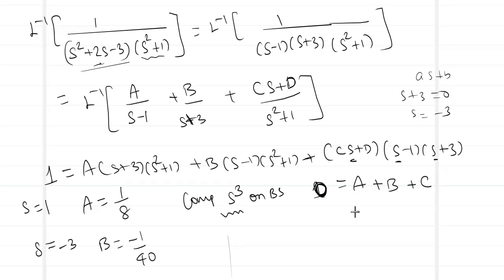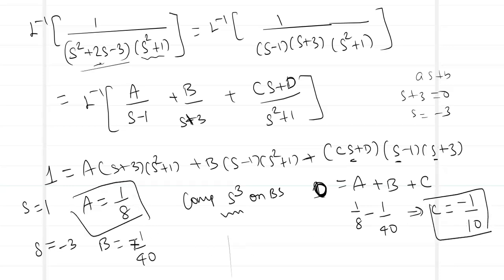Already you know the value of a to be equal to 1 by 8 and b to be equal to minus 1 by 40. So this leaves you the value of c to be equal to minus 1 by 10. So I have obtained the third quantity also. A has been got, B has been got, and C has been got. Now the last term to be estimated is my D.